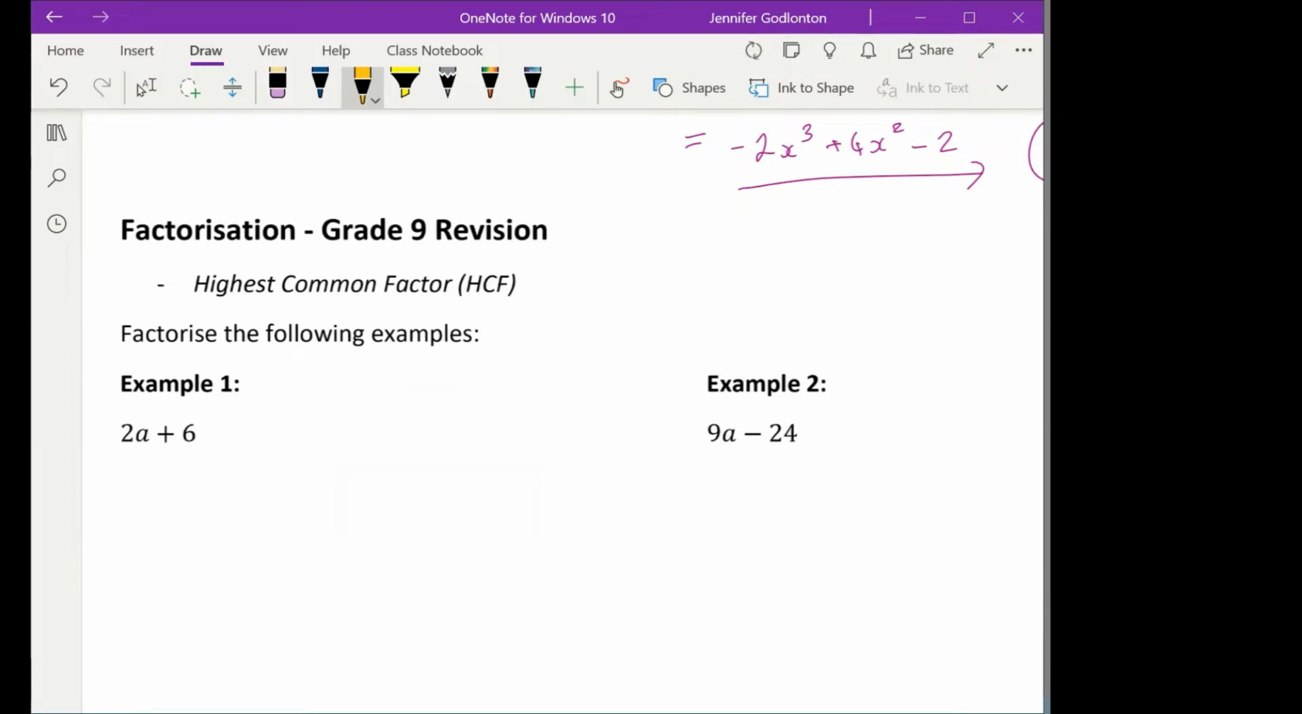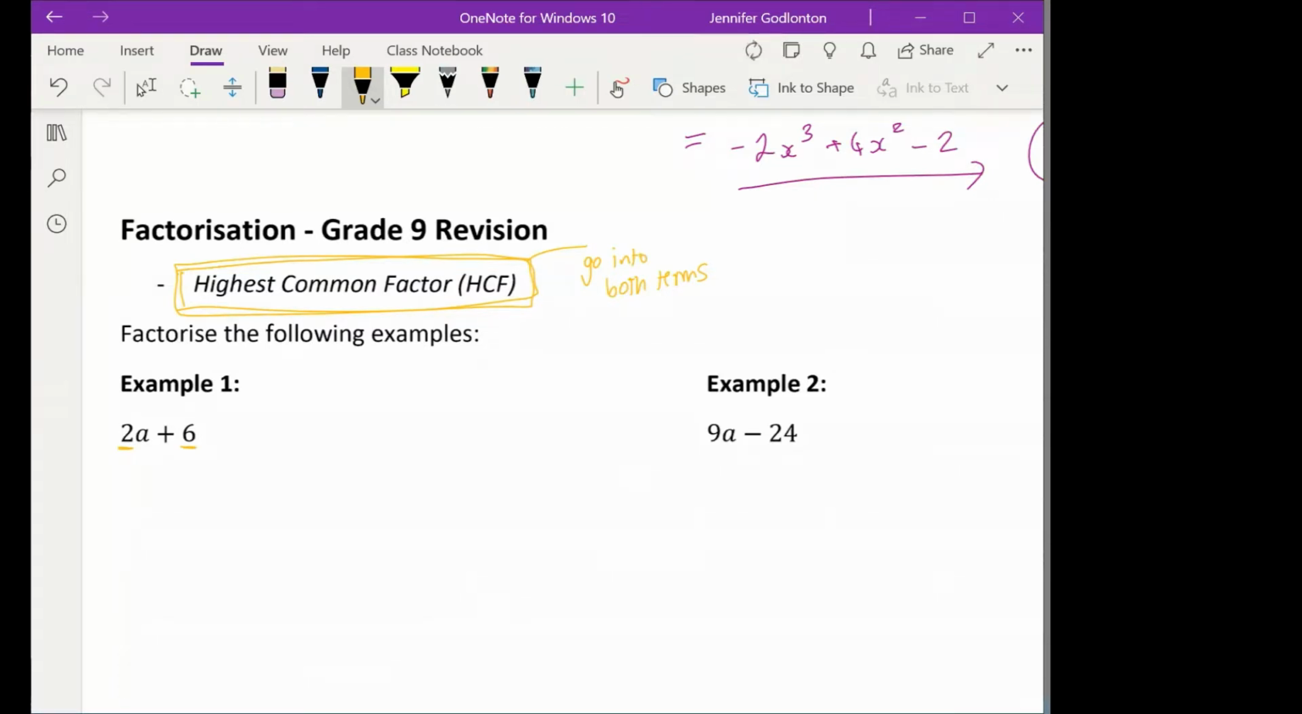The first thing we learned with grade 9 factorization is taking out a highest common factor, or we just say HCF. That's saying we're looking for something that's going to go into both terms. Basically, we're looking for a number that can go into both terms, or a variable that can go into both terms, or both. So if I have a look at 2a plus 6, what number can go into 2 that can also go into 6?